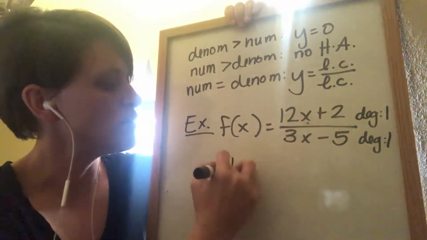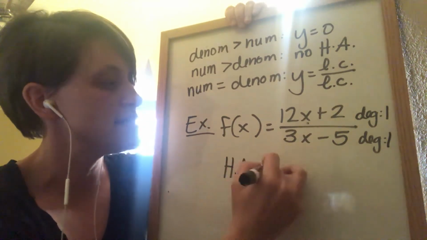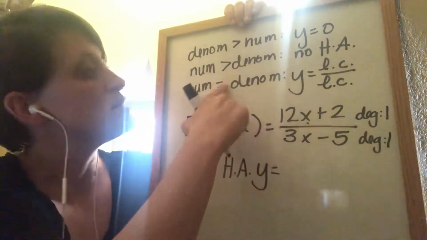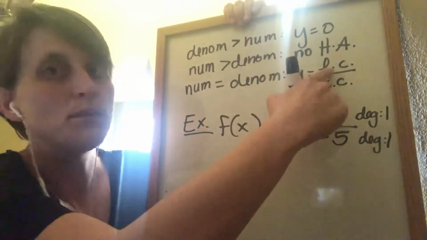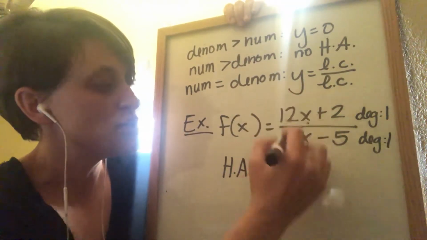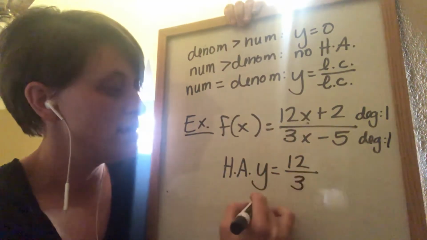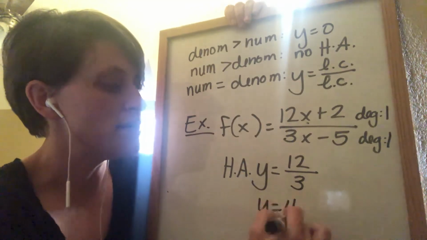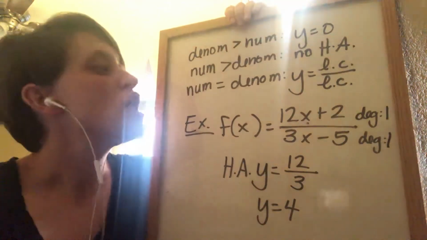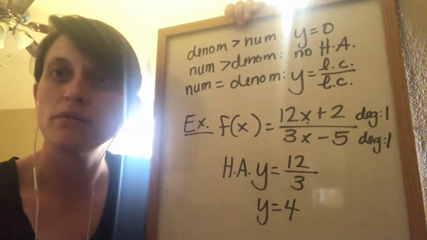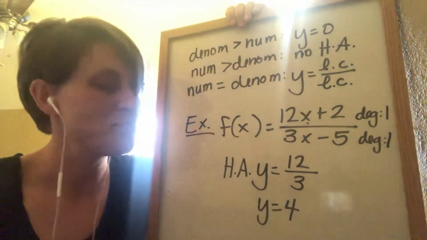So we find our horizontal asymptote in this case by taking the leading coefficients. So our horizontal asymptote, if the degrees are the same, is going to be y equals leading coefficient 12 over leading coefficient 3. So the horizontal asymptote here is the line y equals 4. So eventually this thing will settle out at y equals 4. Okay, one more.